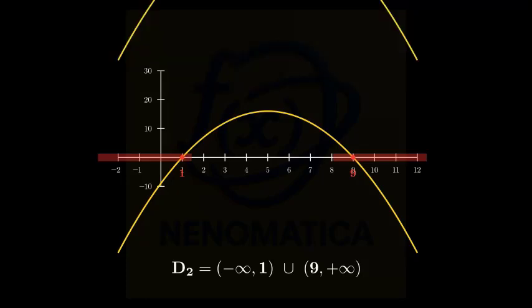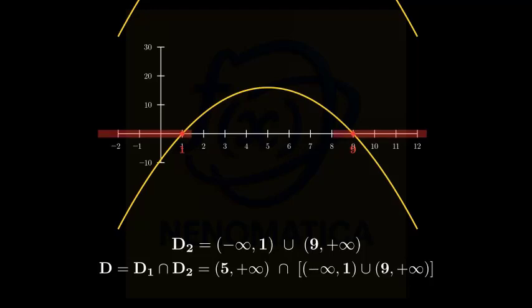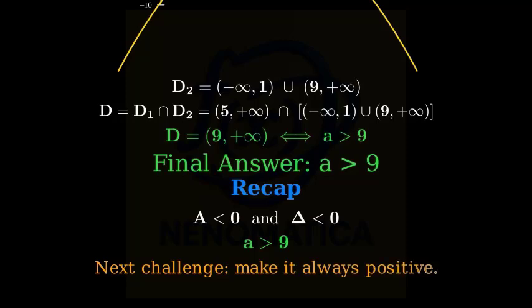Finally, we take the intersection of the two domains. The first domain requires a greater than 5. The second requires a less than 1 or a greater than 9. The overlap is a greater than 9. That is the complete solution, and it guarantees the quadratic is negative for all real x. Recap. To make a quadratic negative for every real x, the leading coefficient must be negative and the discriminant must be negative. For our expression that gave a greater than 9.